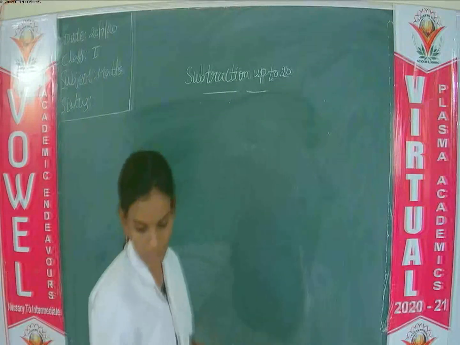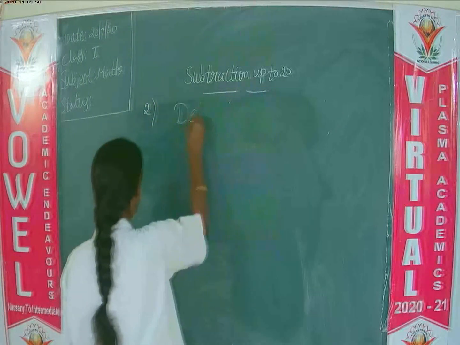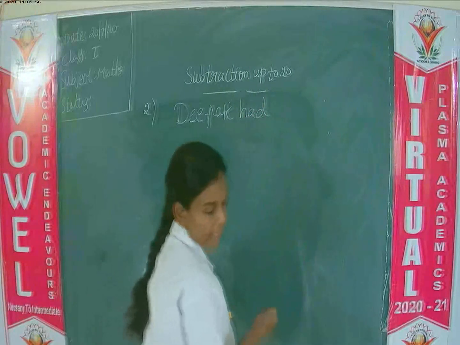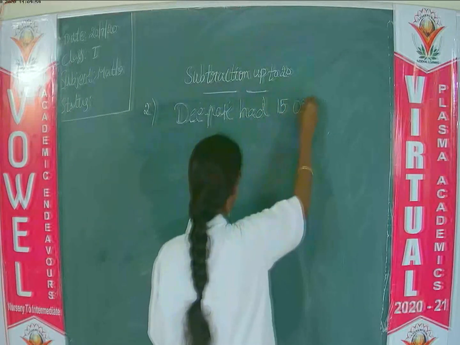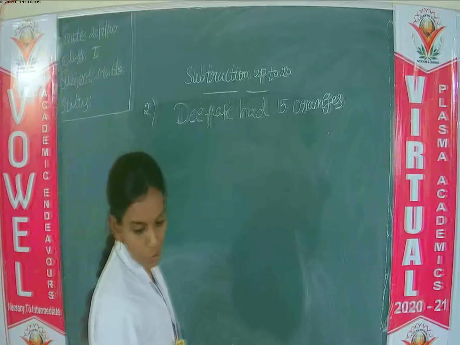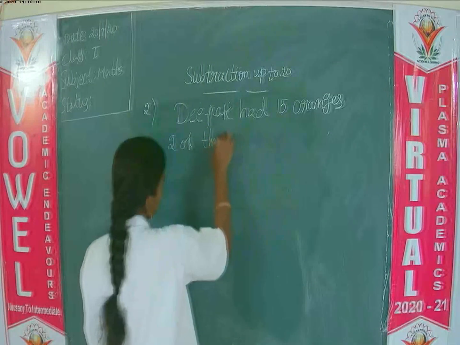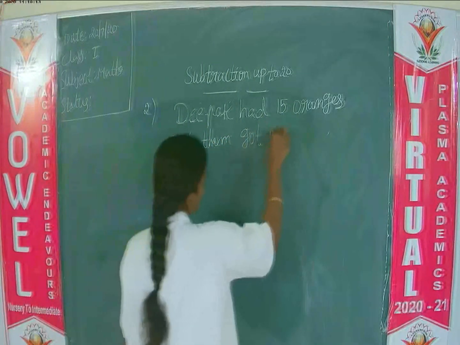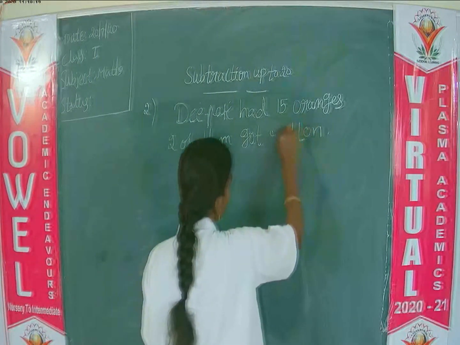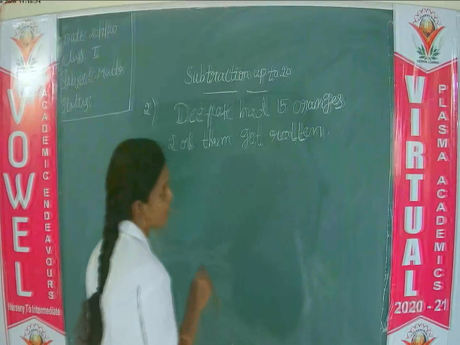Next one is the second one. Deepak had 15 oranges. 2 of them got rotten. Rotten in the sense spoiled. Those oranges are spoiled. We cannot eat those. 2 of them are rotten. Now how many oranges are left with him now?